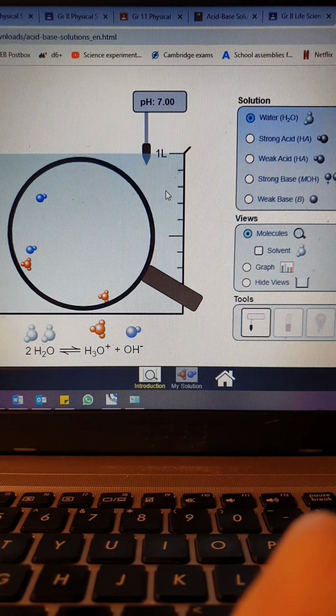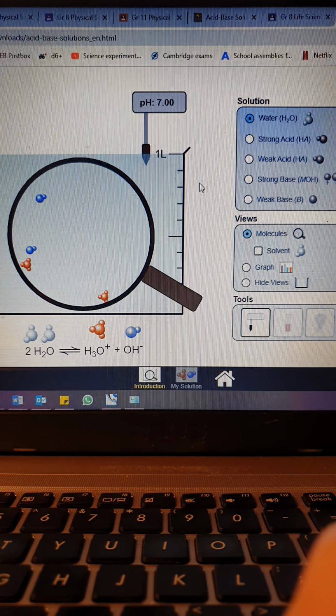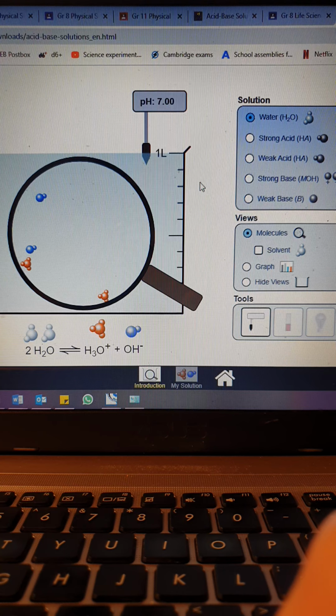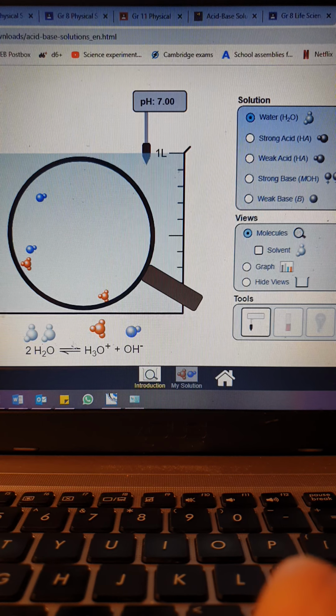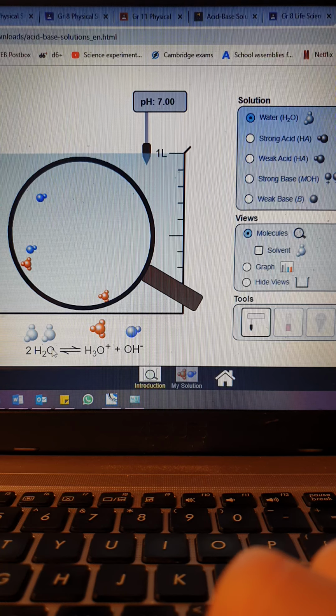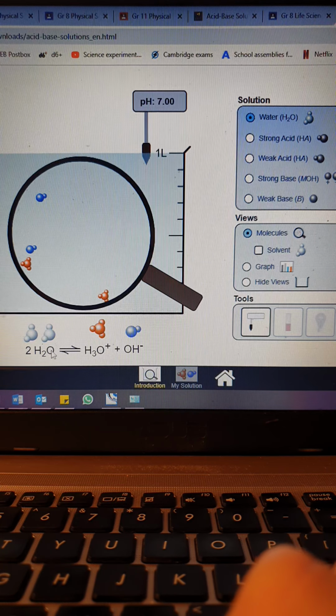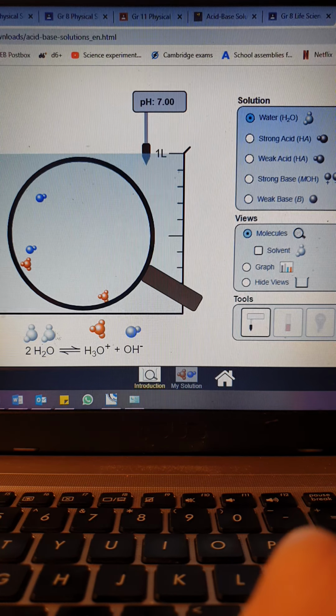Alright, so I want to start today by trying to show you the microscopic view of strong acids and strong bases. Take notice of the reactions at the bottom here, and notice that they're reversible. There are also the particles and what they look like. Water is just our normal water molecule. Then the hydronium ion is the red one, and the OH minus is the blue.